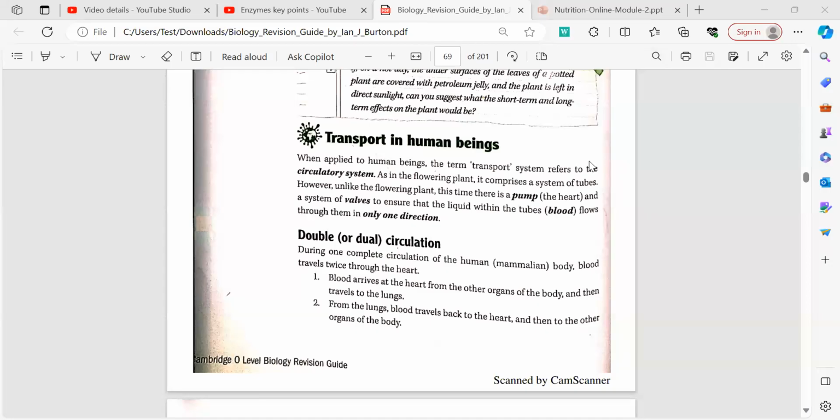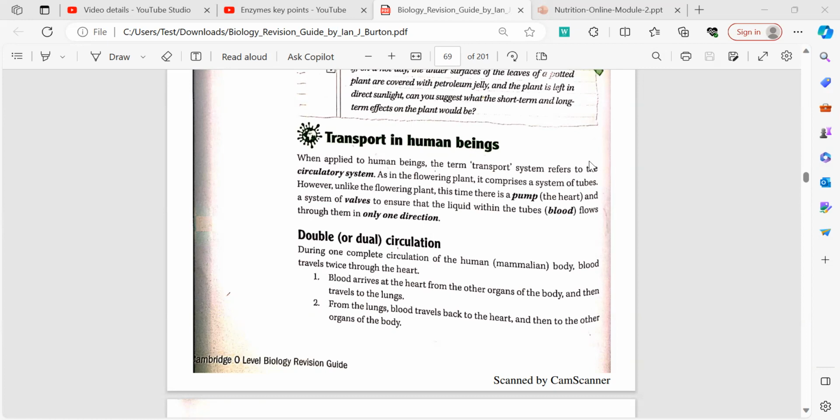Okay, welcome to a new chapter on transport in human beings. In this chapter, we will be discussing the cardiovascular system in humans. In the cardiovascular system, there are two types of circulation: A, the pulmonary circulation, and B, the systemic circulation.